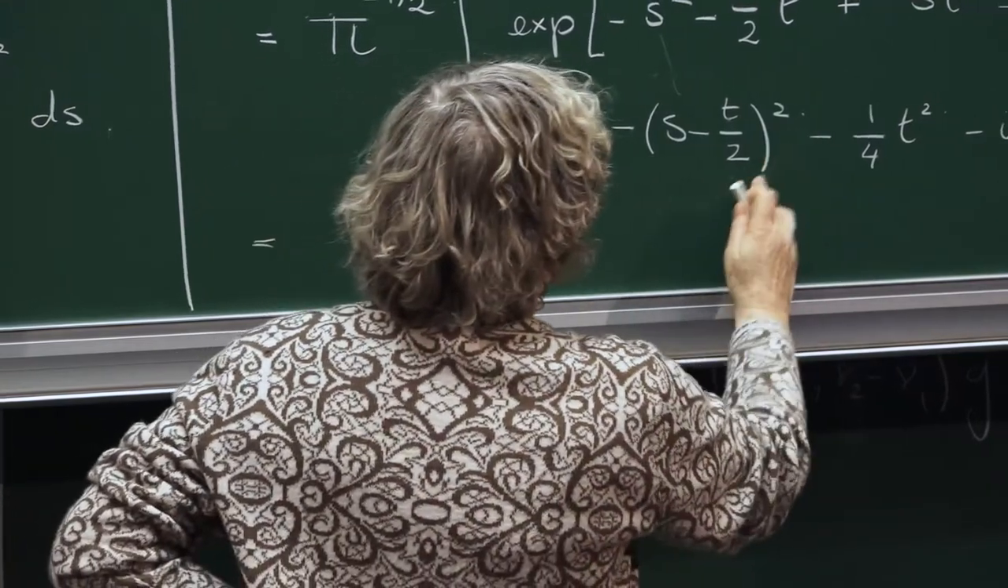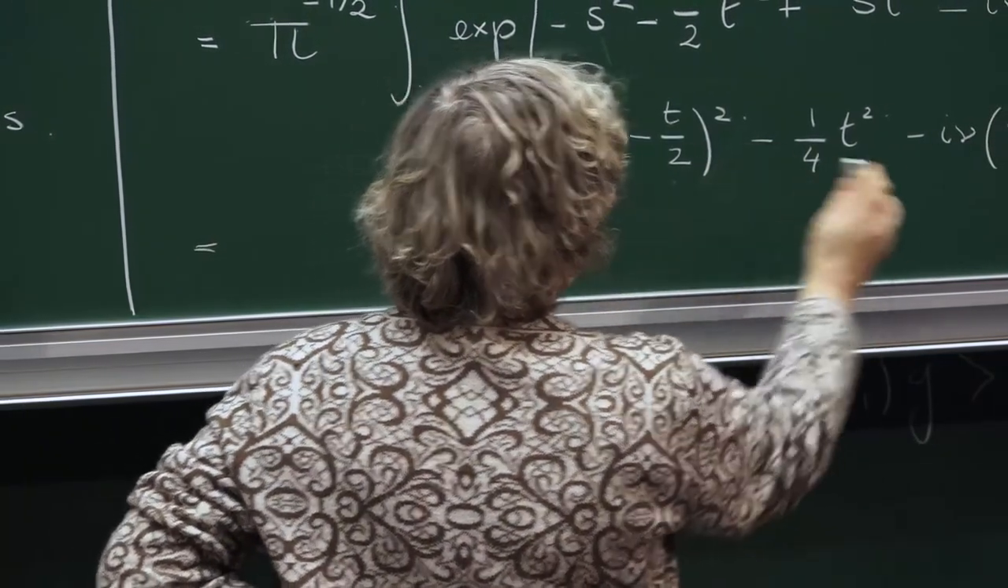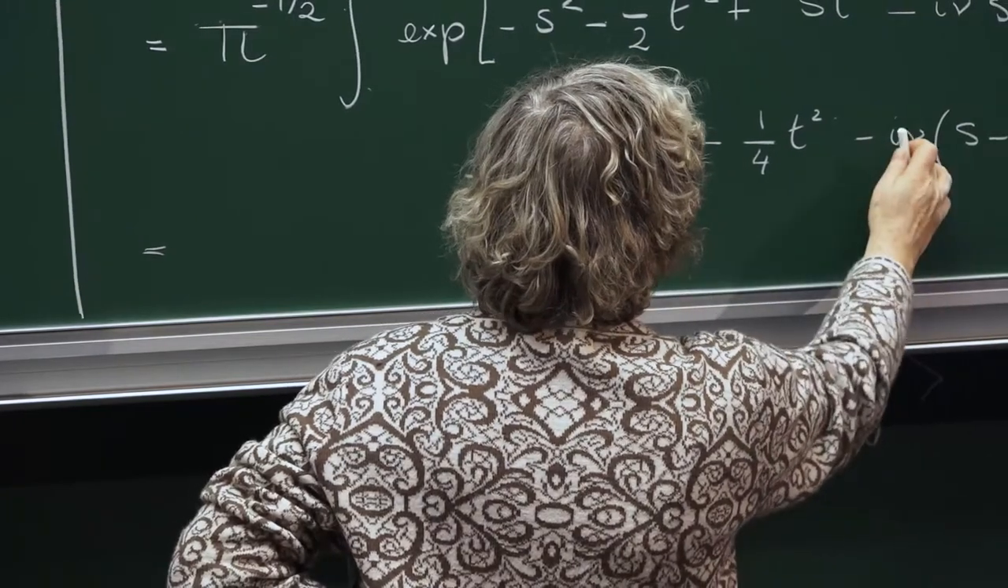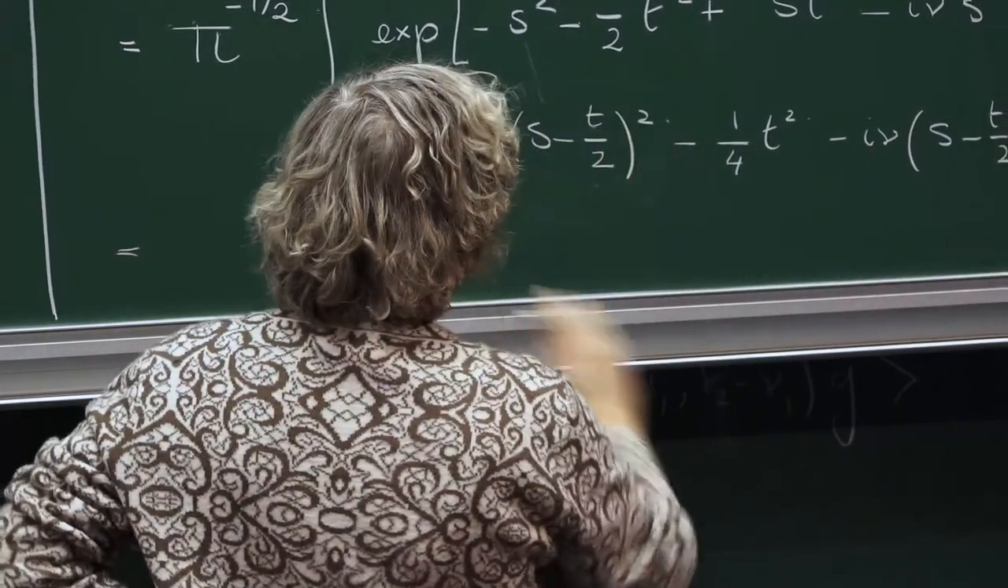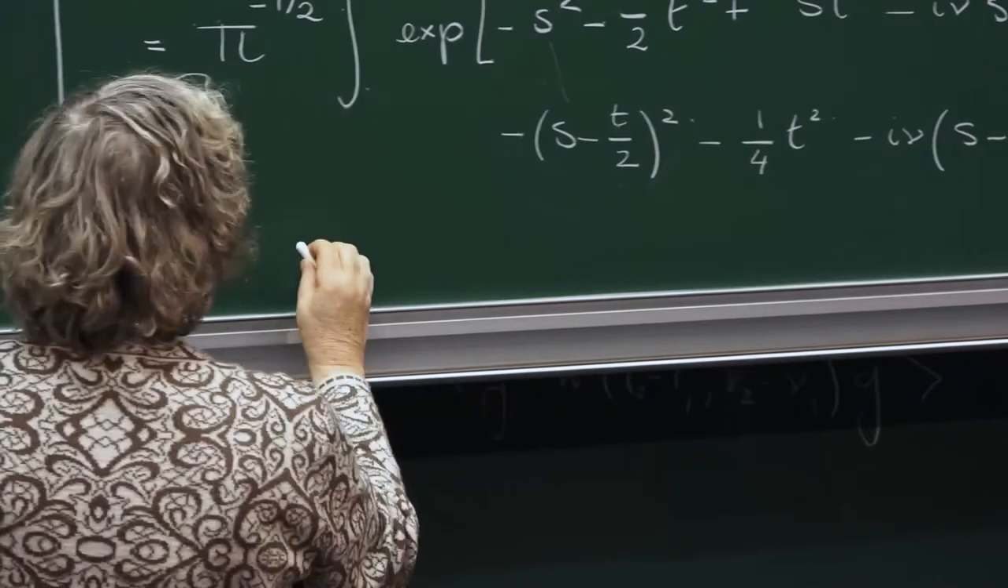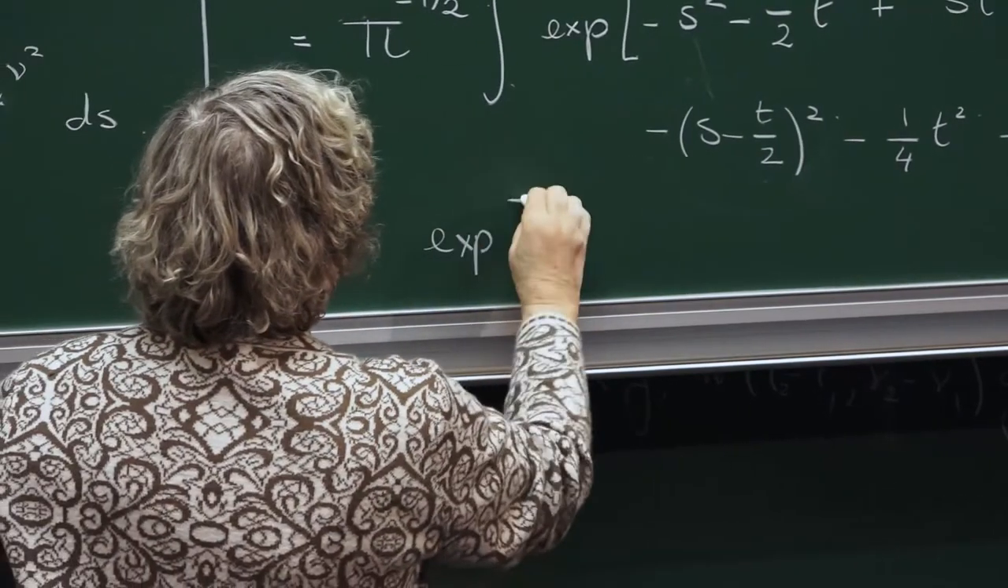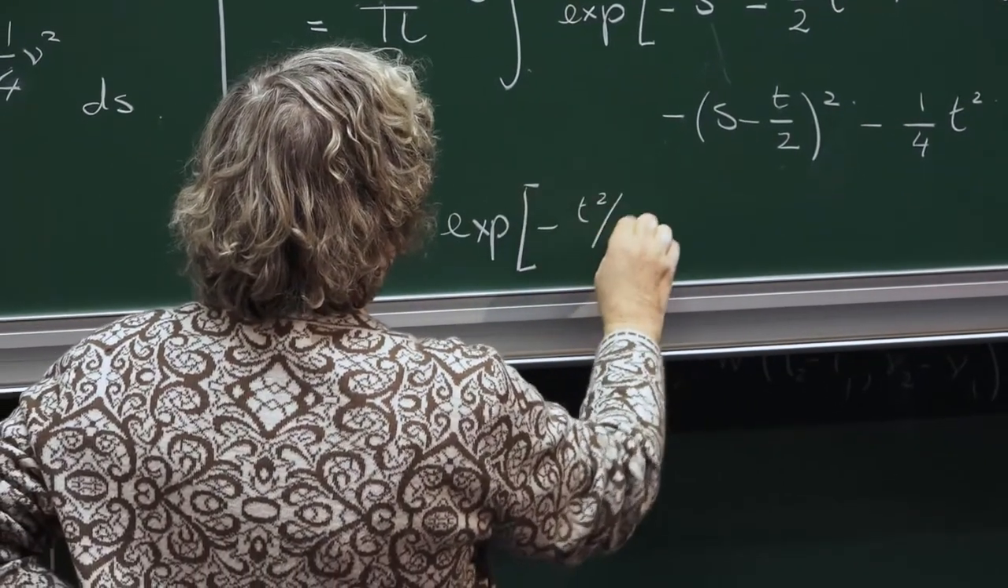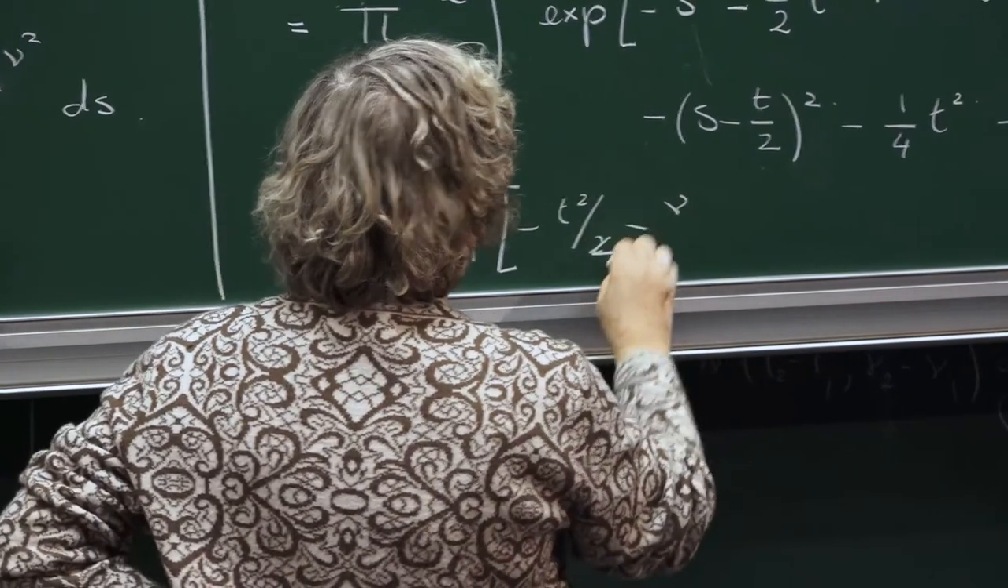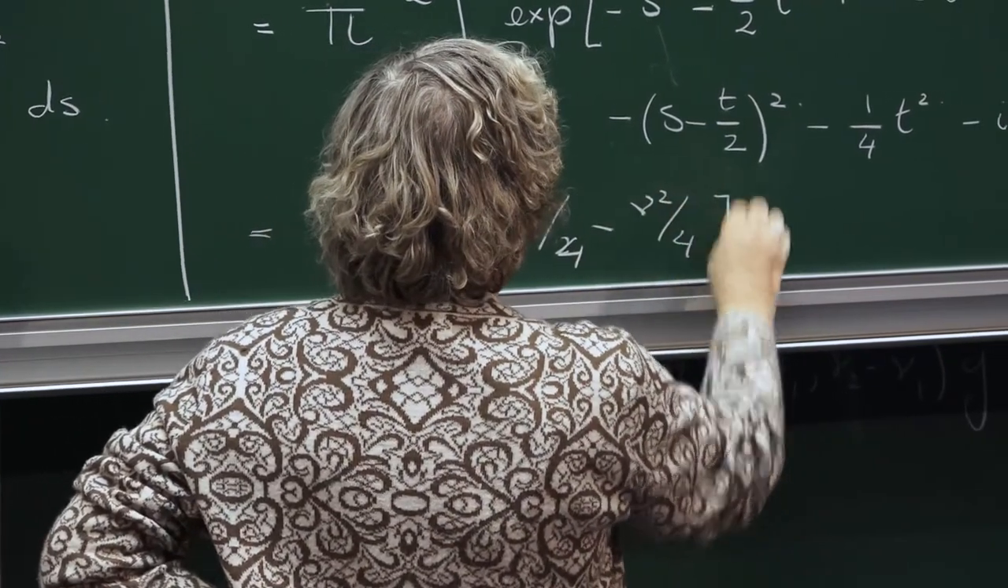But normally if I had a over 2 here, then the Fourier transform would give me minus nu squared over 2. Because I don't have that factor, I get a nu squared over 4. And I get exponential minus t squared over 2 minus nu over 4 minus nu squared over 4.